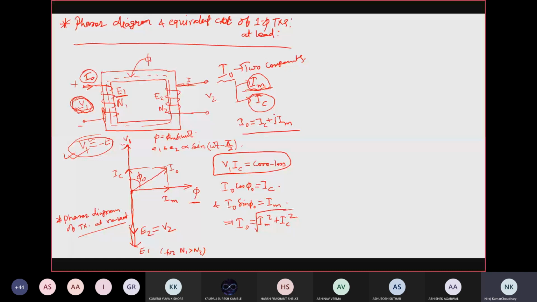Now we will draw the no load equivalent circuit diagram of the transformer. Now all of you can draw it. तो बताओ कैसे होगा नो लोड इक्विवेलेंट सर्किट डायग्राम. So first of all, let us draw the two windings of the transformer, two coils जो हैं.